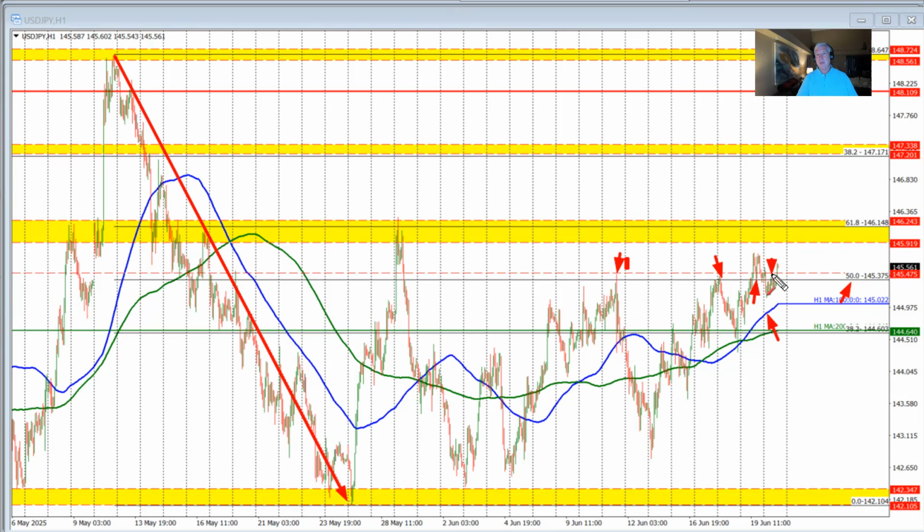And the first stop it went to was this old high right here and found willing sellers. But since then, in the last few hours, I've seen a break above that level. That's increasing the bullish bias. You can say that the 50% retracement, this other level at 145.47, is a support area. As long as the price remains above that, that's more bullish. If the price moves below it, it's more bearish. So keep that in mind in the short term for the dollar versus yen.